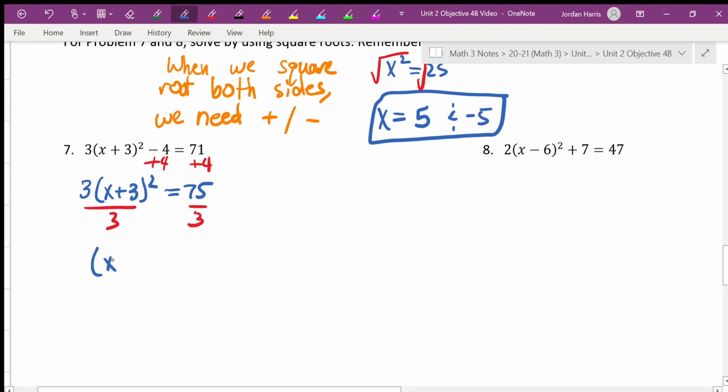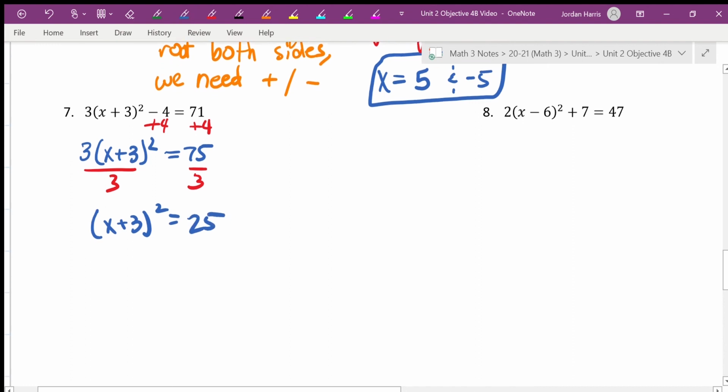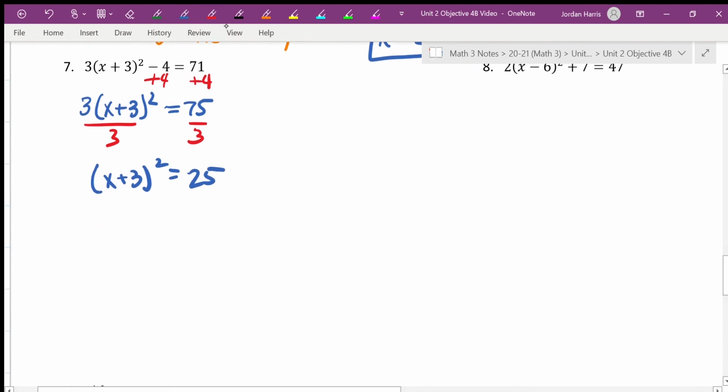So I get x plus 3 squared equals 25. Get the squared thing by itself. Now we square root. But remember, new thing, whenever we square root both sides, we need plus or minus. So I'm actually going to set up two things. X plus 3 equals 5, and x plus 3 equals negative 5.